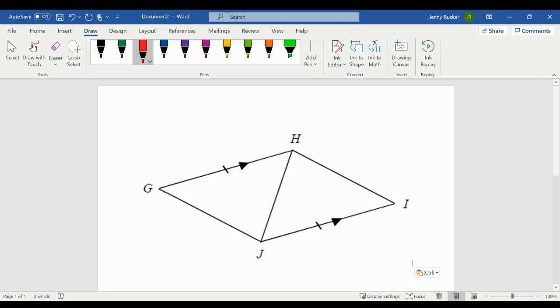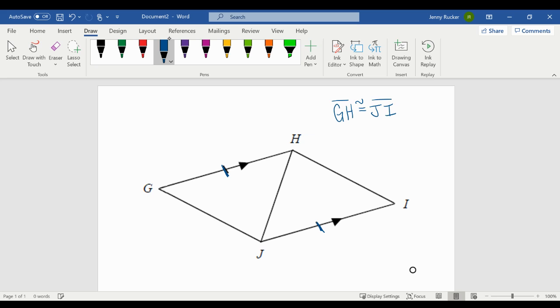In this problem, we are asked to determine which justification can be used to prove the following triangles are congruent. We are provided some information through our markings in our picture. We have segment GH is marked congruent to segment JI. So we could say that GH is congruent to segment JI.